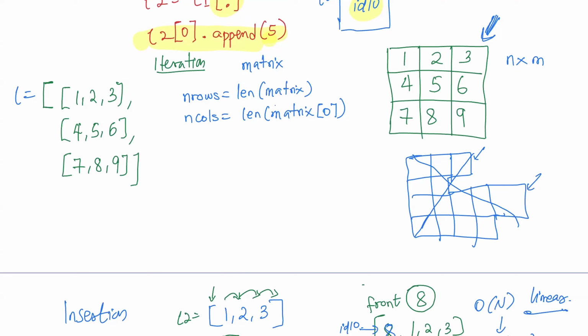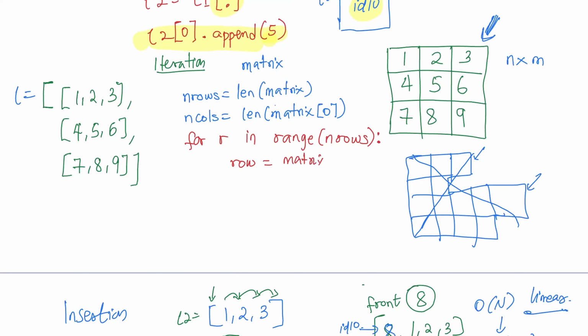Then the next one I do is I just write for r in range(number of rows). So here I can write current row. I can get a row like this. So now the current row is the same as matrix index r.